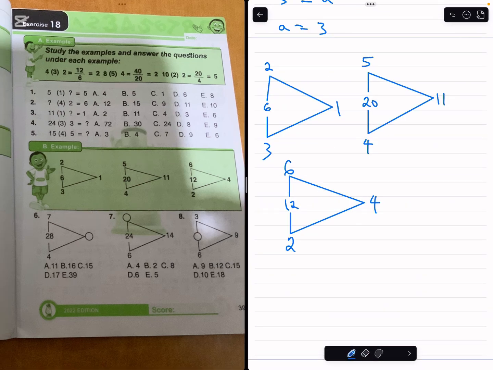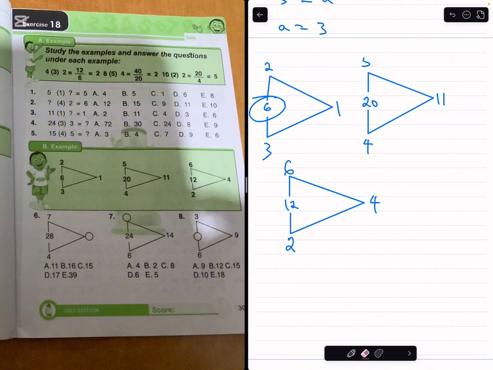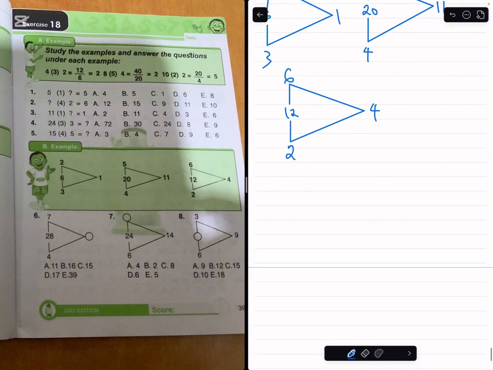Okay, this one is simple. 2 plus 1 plus 3 is equal to 6. 5 plus 11 plus 4 is equal to 20. 6 plus 4 plus 2 is equal to 12. So let's go to the questions now. Number 6. What's it? Let's draw the diagram.